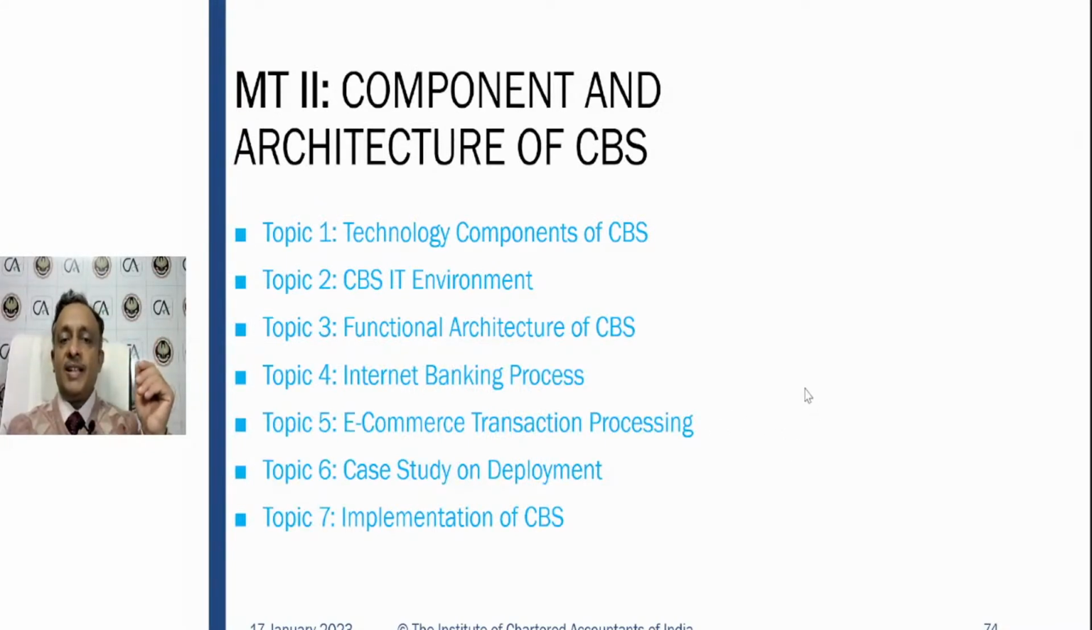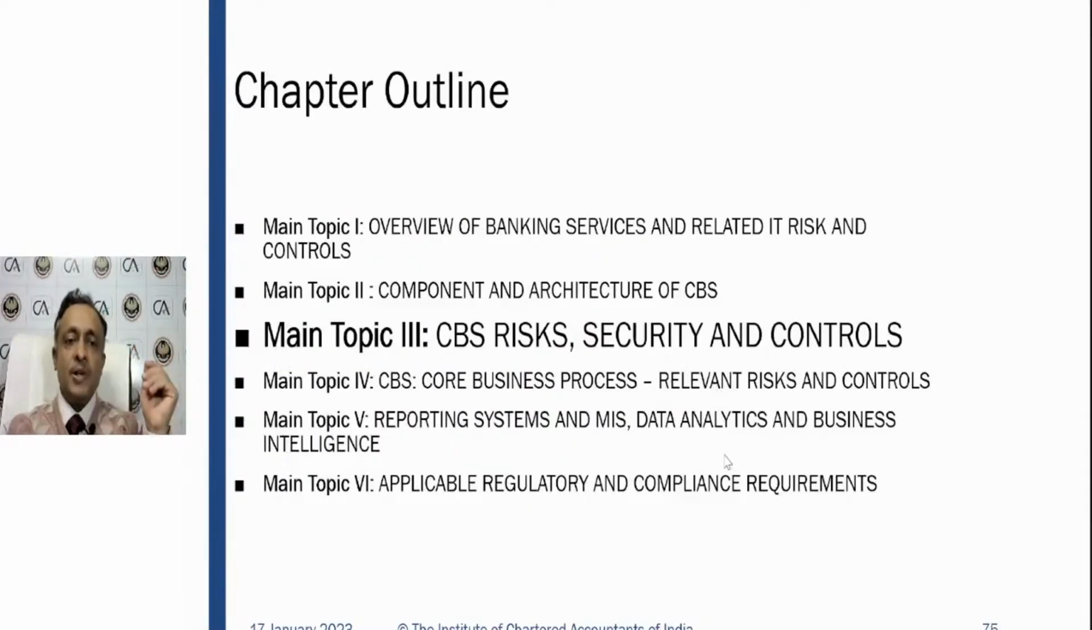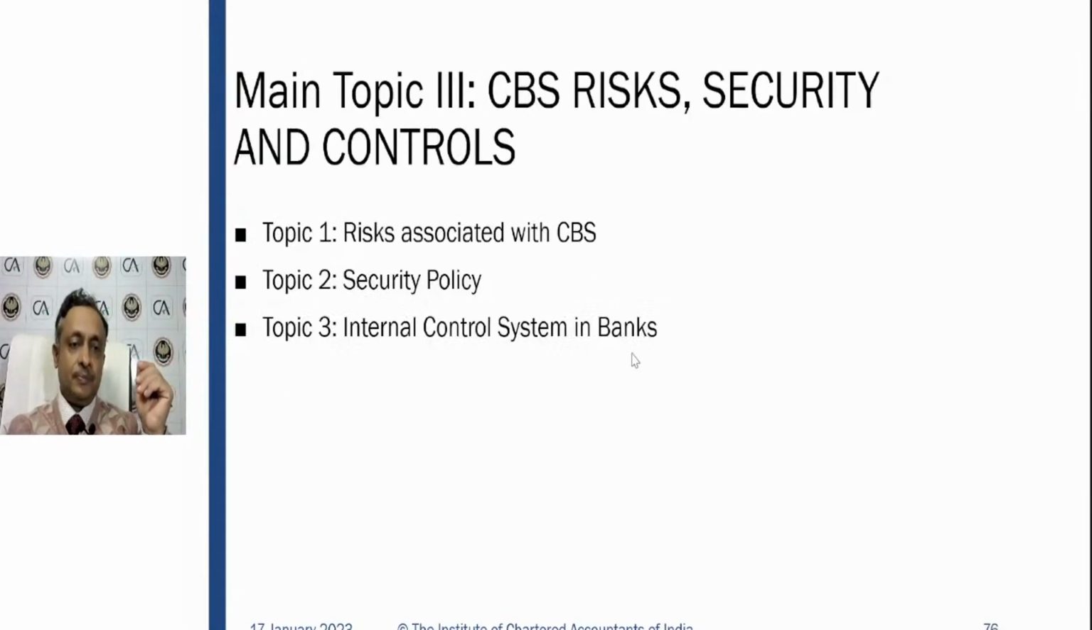So components and architecture of core banking system, these are the aspects to be talked about. Now coming to core banking system risk, security, and controls. Risk associated with core banking system, the security policy of core banking system, the internal control system in the bank. Will take one by one.